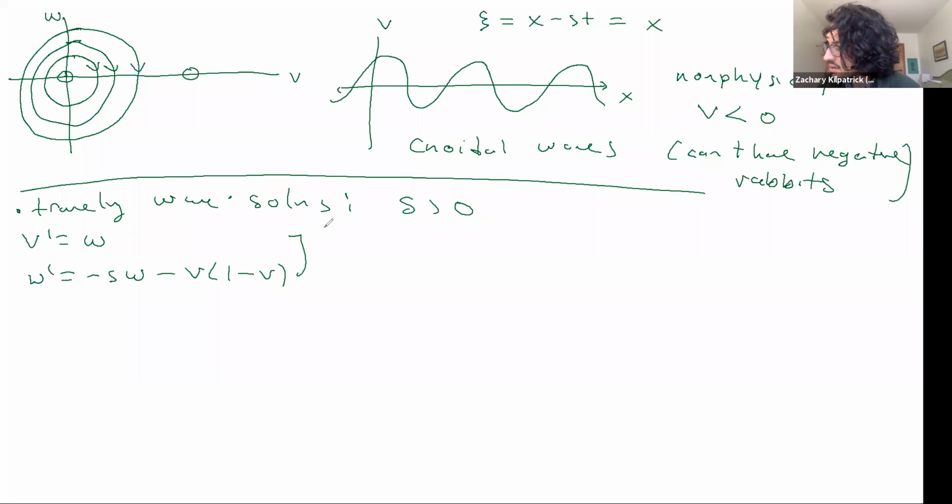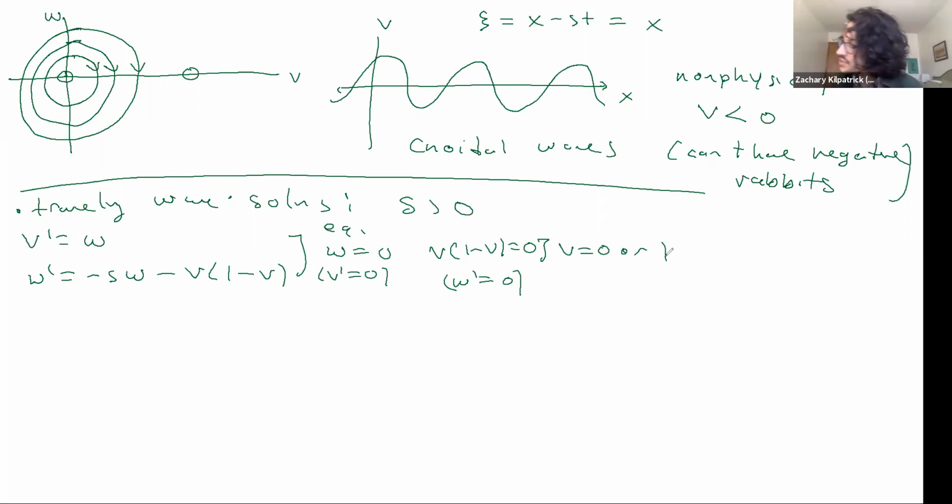But remember that w has to equal 0 for v prime to equal 0. So that means that term goes away anyway. So we get the same equation for the w prime nullclines, okay? So for w prime equals 0, again, we get v(1 minus v) equals 0, or in other words, v is equal to 0 or 1, okay? And so we have (v, w) equal to (0, 0) and (1, 0), okay?